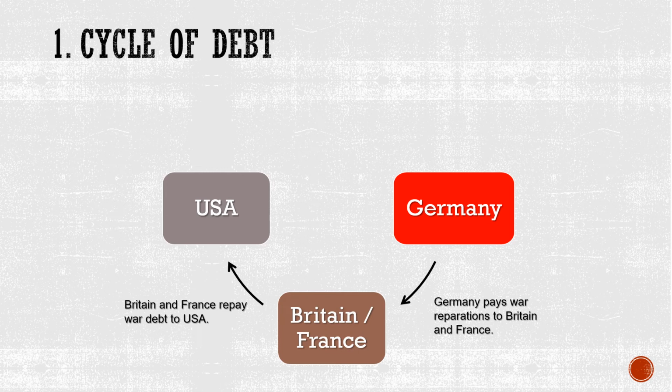Part of this was to do with paying those huge reparation payments to Britain and France. And Britain and France, of course, needed those reparation payments in order to make their debt payments to the United States. In comes the United States to try to figure out a solution to this problem.